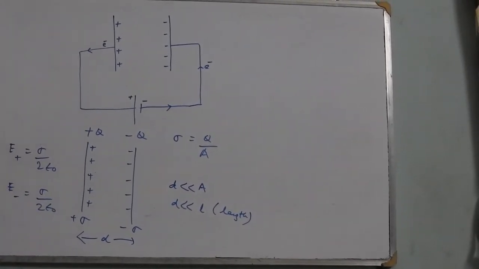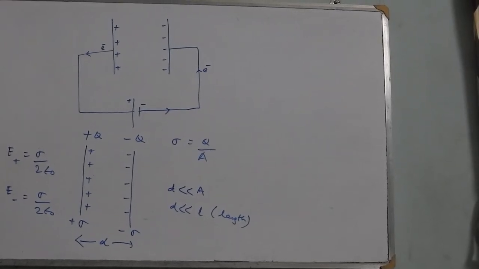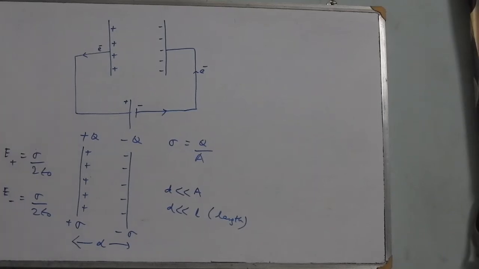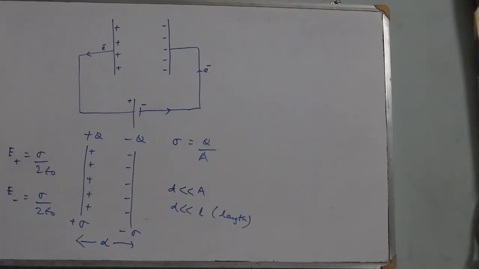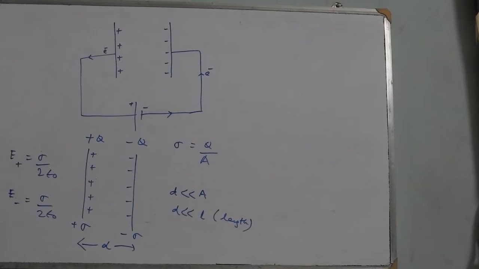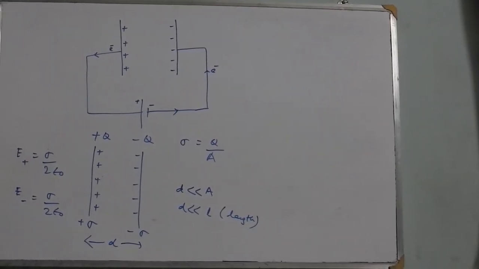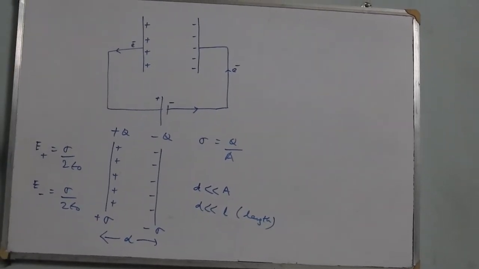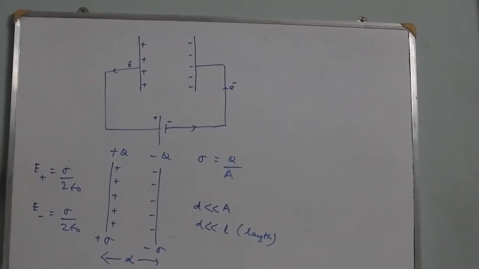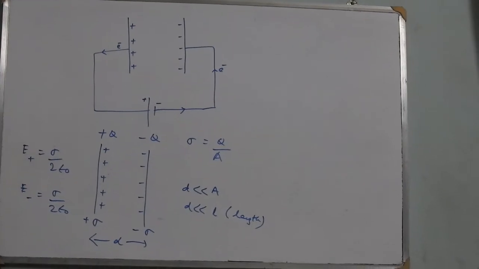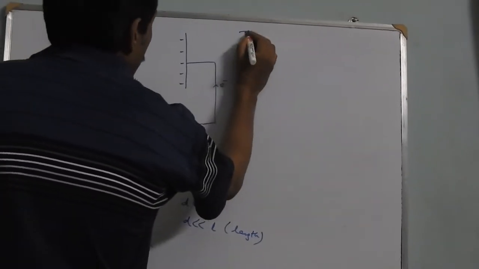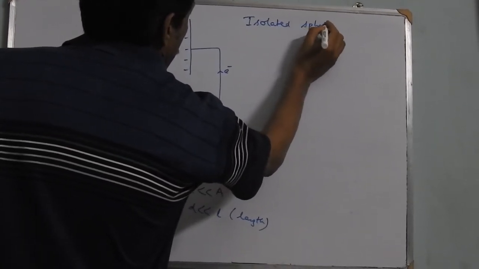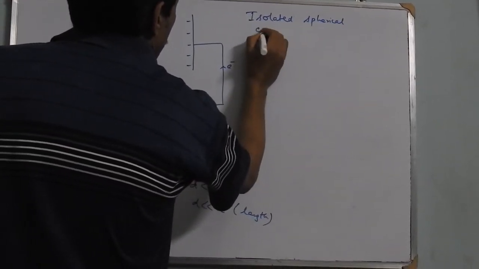So in order to realize how the capacitance depends upon the dimensions of the plates, let us take the example of a spherical capacitor or isolated spherical capacitor, which just consists of a spherical shaped conductor on which some amount of charge is deposited. So let us take the example of an isolated spherical conductor.